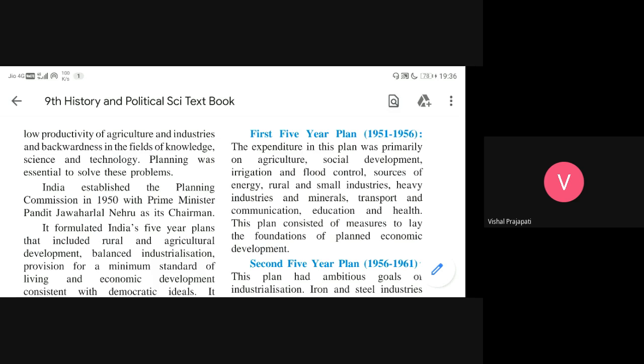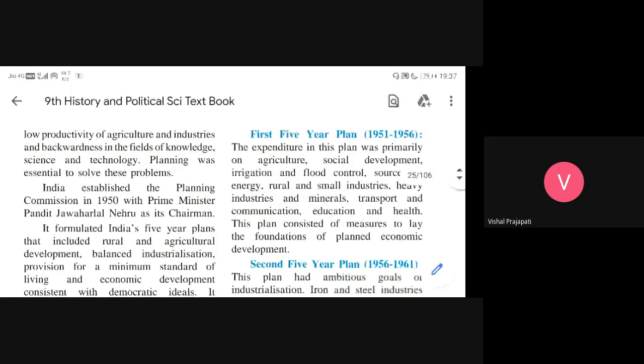Sources of energy and resources for our country, rural and small industries, heavy industries and minerals that are important for any economy, transport and communication in India, education and health of Indian people. So these were some fields where the government decided to spend its money in these primary fields. All right. So this was done in the first 5-year plan, that is from 1951 to 1956.